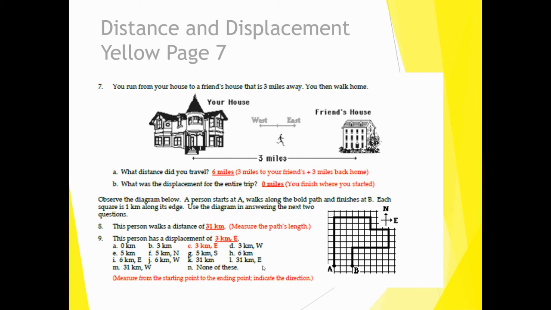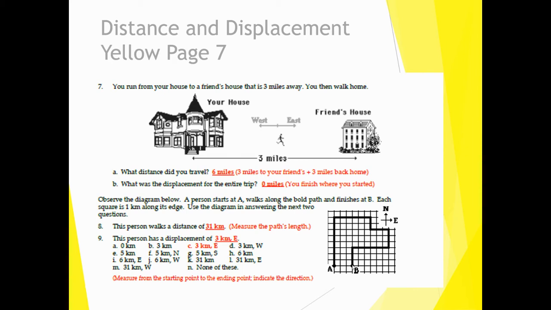The next one, observe the diagram below. A person starts at A, walks along the bold path, and finishes at B. Each square is 1 kilometer along its edge. Use the diagram in answering the next 2 questions. So if you actually count all of the little segments from A to B, you're going to get 31 kilometers. And number 9, this person has a displacement of what? Well, that would actually just be comparing the starting and the ending point. So there are 3 segments between the two, so it's 3 kilometers.